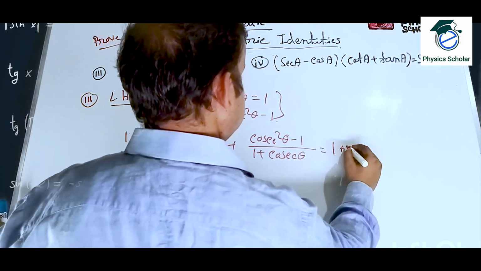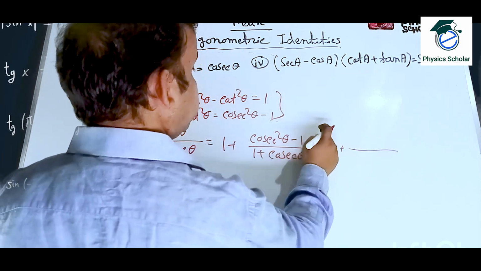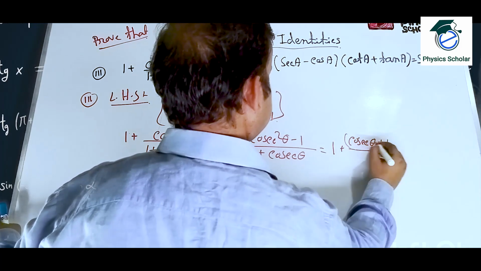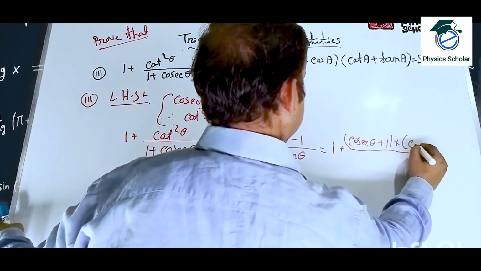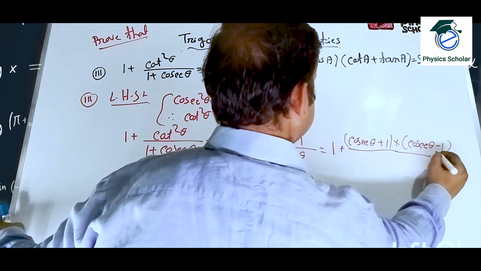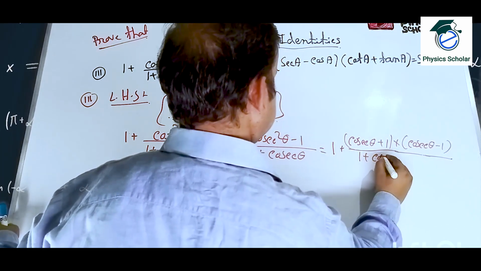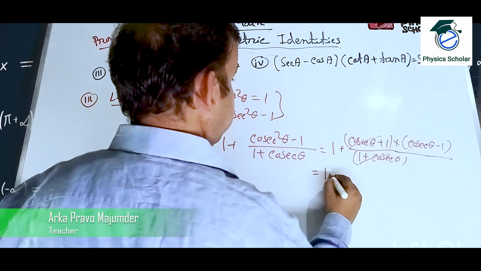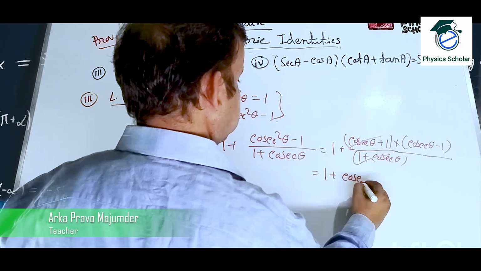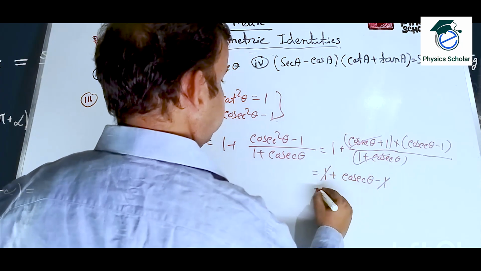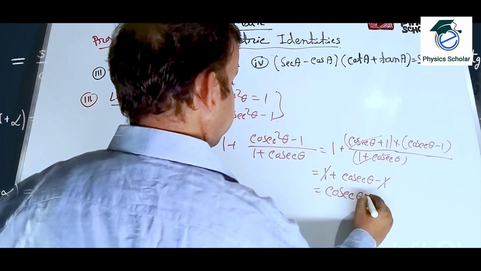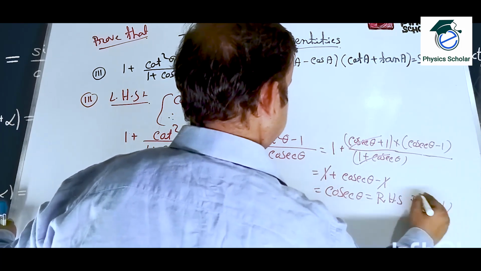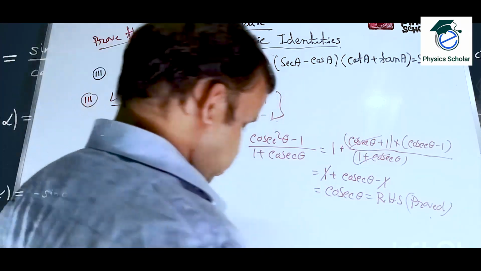is equal to what we can write? 1 plus, it is what? Cosec square theta minus 1 square means 1. So that means a square minus b square, so (cosec theta plus 1) into (cosec theta minus 1). Clear? Divided by 1 plus cosec theta. So these two will be cancelled. Then 1 plus cosec theta minus 1. This will be cancelled. Therefore cosec theta is equal to right hand side. It is proved. That we have to prove. Cosec theta is equal to right hand side.